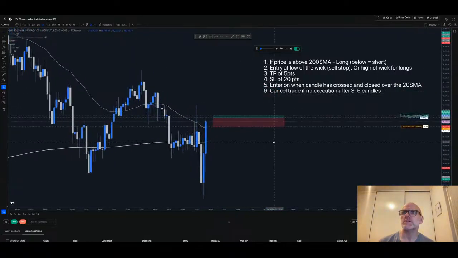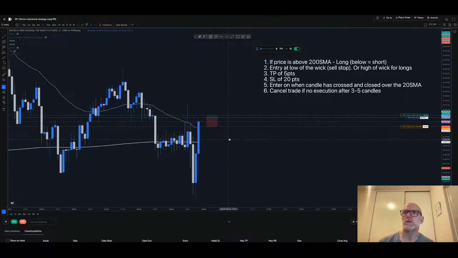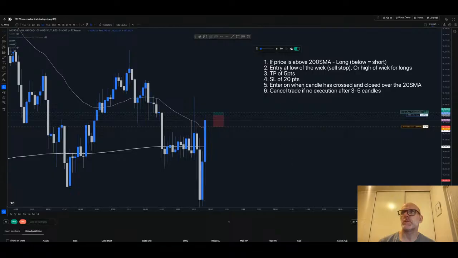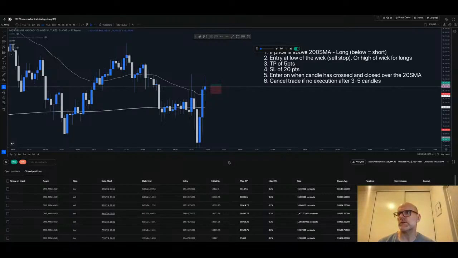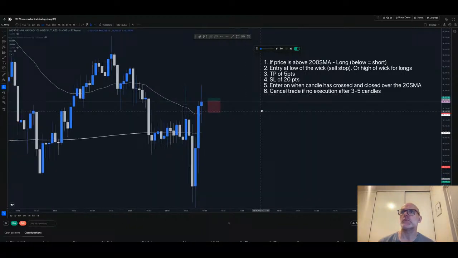Risking 0.5%. There we go. And let's see what happens with that one. Ooh, what happened there? Did that break down and then straight up, or did we get chopped about? That's a profit. So it must have just wicked down and then broken straight up through our order. Let's try another one today.